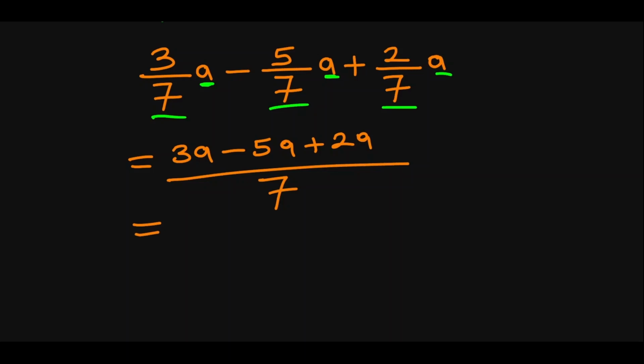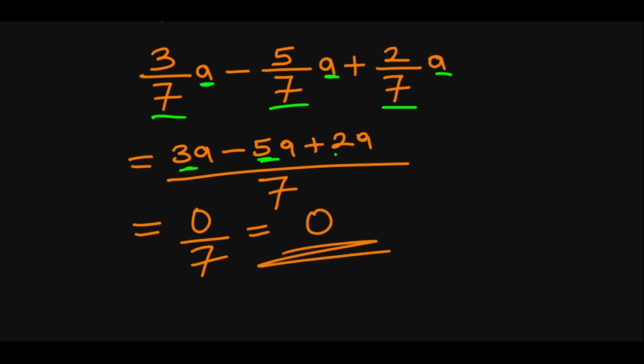So if we simplify further, it gives us 3a minus 5a is minus 2a. Minus 2a plus 2a is 0. So this gives us 0 over 7. 0 divided by anything is 0. So the answer here is 0.